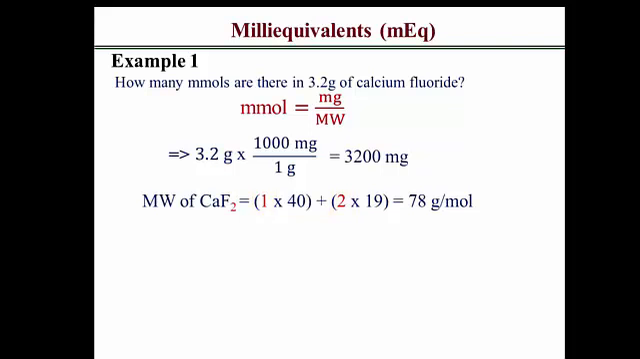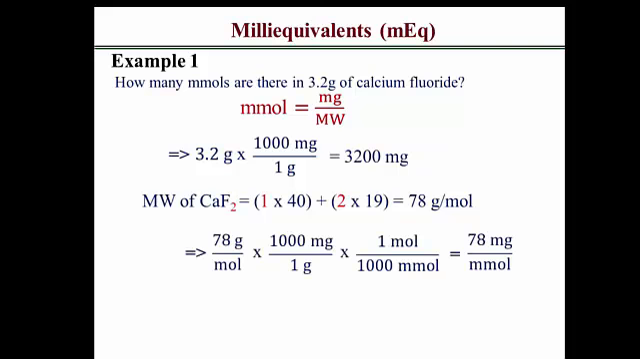So 1 atom times 40, which is the atomic mass of calcium, plus 2 times 19, that gives you 78 grams per mole. But please note that since the weight is in milligrams, you want the units of your molecular weight to be compatible. So we're going to convert it from grams per mole to milligrams per millimole. Now, because there are 1000 milligrams in 1 gram and 1000 millimoles in 1 mole, you will observe that the actual numeric value stays the same, but the units change. So we move from 78 grams per mole to 78 milligrams per millimole, and that's a useful trick to keep in mind.